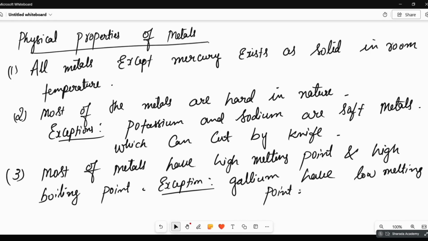What type of questions? They will tell you a substance X can be cut by a knife, write a compound of it, or like that. They give some clue, then ask what the compound is, or tell the uses of it.